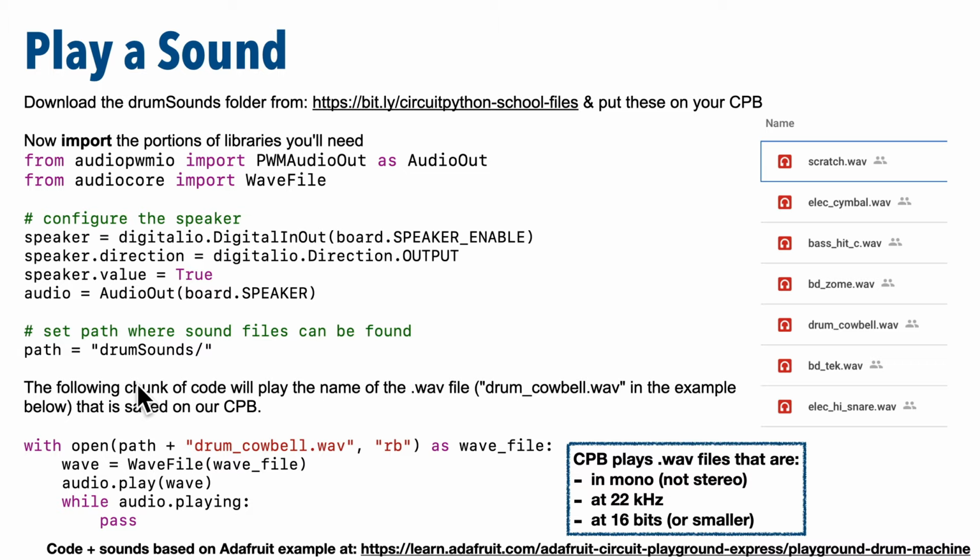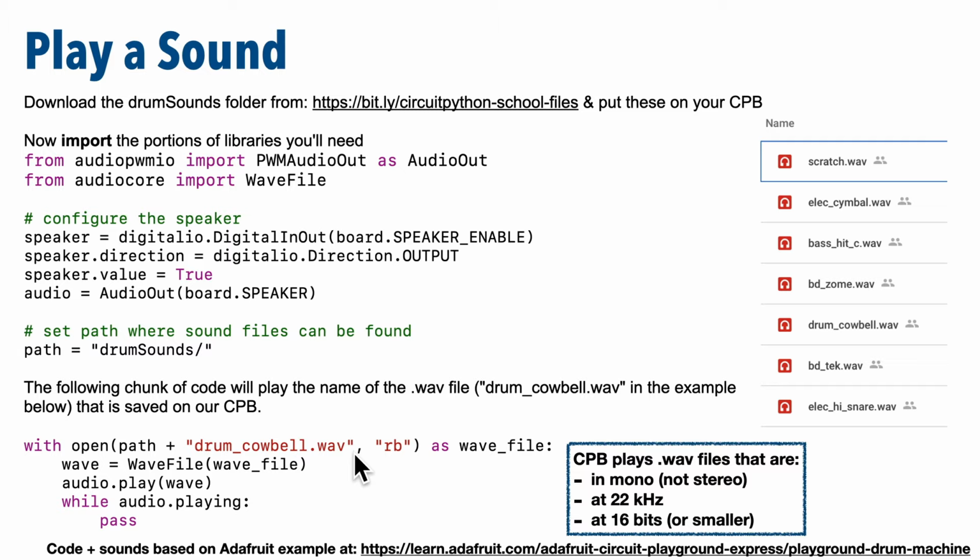Then the actual playing of the files uses this chunk of code here. So first we get data for the file that we want to play, and we do that with the open command. We pass the path name, the drum sounds folder, plus the file name, and then the comma RB here means read binary data. Now binary data is just ones and zeros. We're saying, hey, take the raw data that's saved directly on our CPB. So we've opened up this data and we've put it in wave_file, lowercase snake case. wave_file is just the variable name that holds all that binary data.